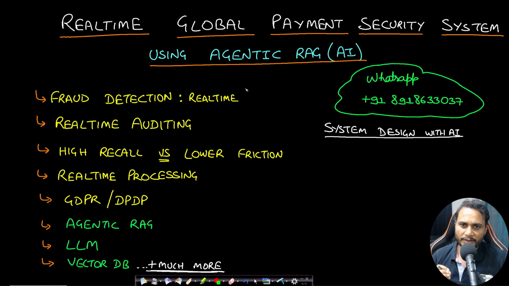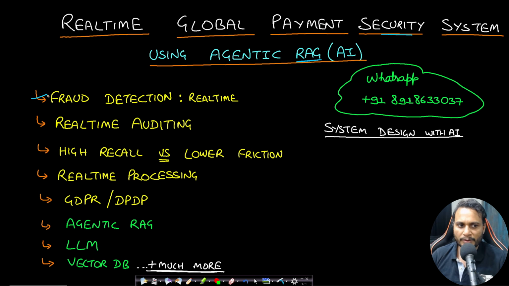Hello guys, welcome back to Techdose, and in this video we are going to look at system design of a real-time global payment security system using Agentic AI, where we will be using retrieval augmented generation to design our entire system to do real-time fraud detection.